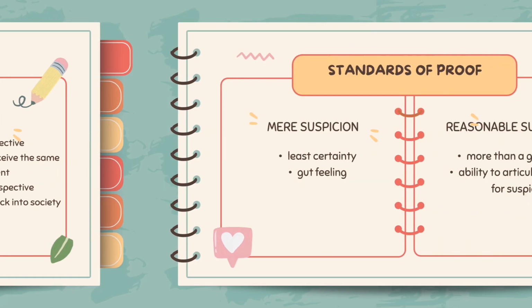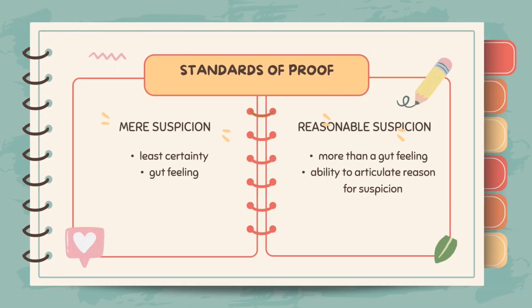Then we have standards of proof. Mere suspicion is a standard of proof with least certainty, whereas reasonable suspicion is a standard of proof with greater certainty. Mere suspicion is just a gut feeling, and a law enforcement officer or police officer cannot legally even stop a suspect if it is just a mere suspicion.